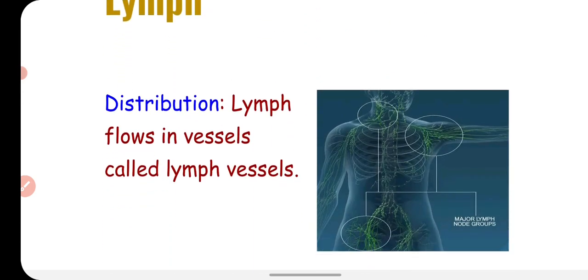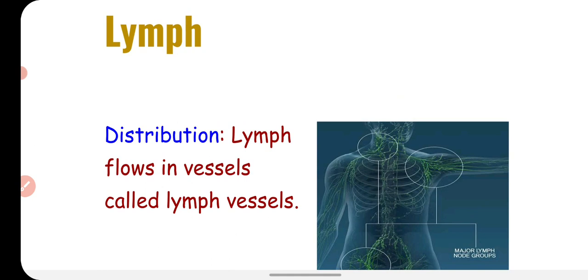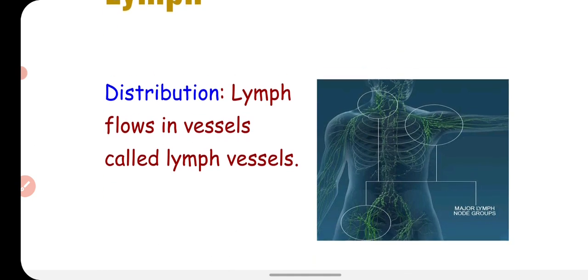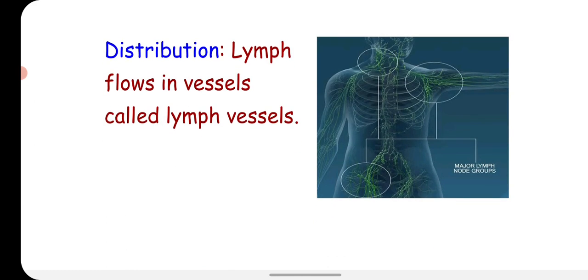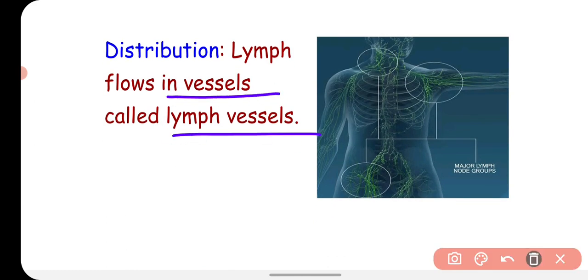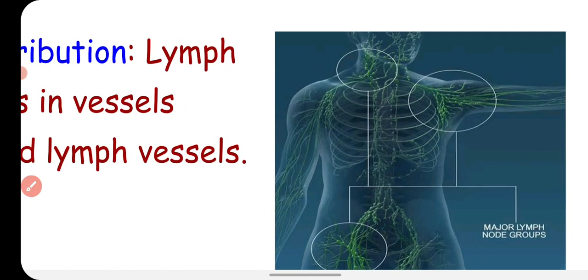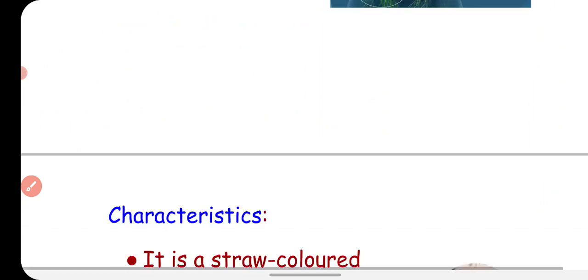Now we'll talk about the lymph. Lymph is another kind of connective tissue. What is the distribution? Where is it found? Lymph flows in vessels called lymph vessels. Just as the blood flows in vessels called blood vessels, the lymph also flows in vessels, and those vessels are called lymph vessels. You can see here these green tube-like structures are the lymph vessels.